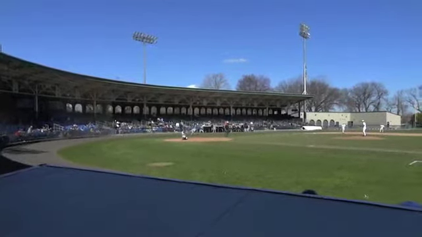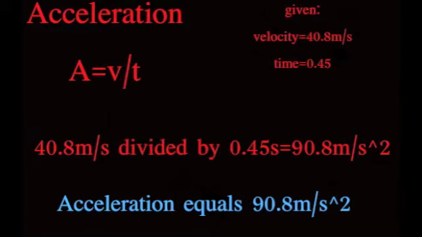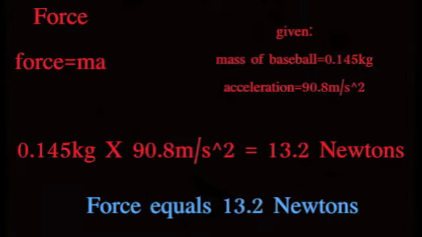Now to find the force required, we do F equals ma, which is Newton's second law. Acceleration of an object is proportional to the force applied on it, and inversely proportional to the mass. We know the mass of the baseball is about 0.145 kilograms, and the acceleration is 90.8 meters per second squared. So we plug the numbers in and get a force of 13.2 newtons to be applied on the ball.